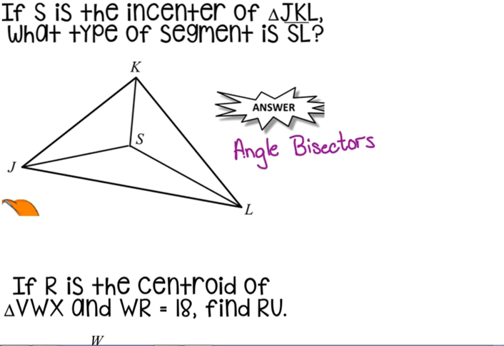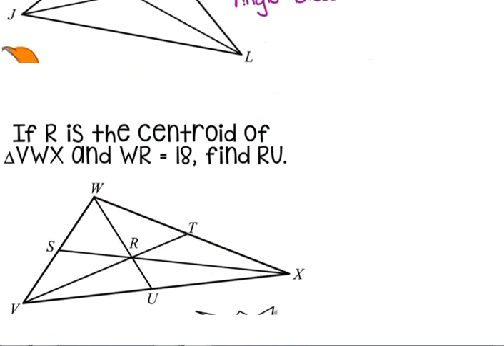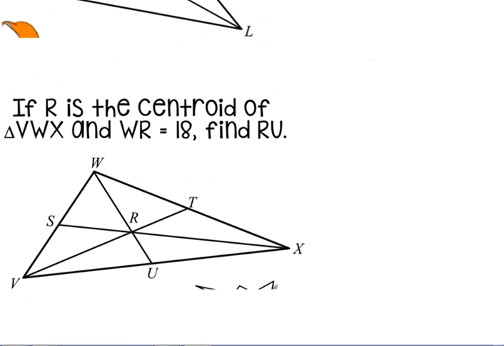Now, the next one is going to require us to do a little bit of math. If R is the centroid of triangle VWX, and WR is 18, so anytime I get measurements, I immediately put them on my picture. WR is 18, find RU. Well, what's the property with the centroid? It's twice the distance. So if WR is 18, what's RU? 9. WR is 18, so RU has got to be 9.